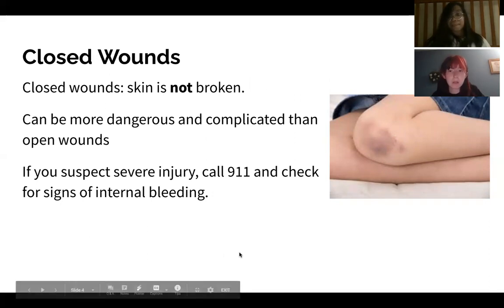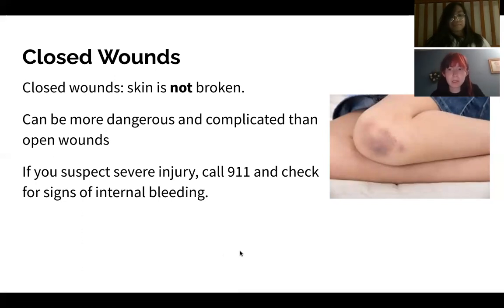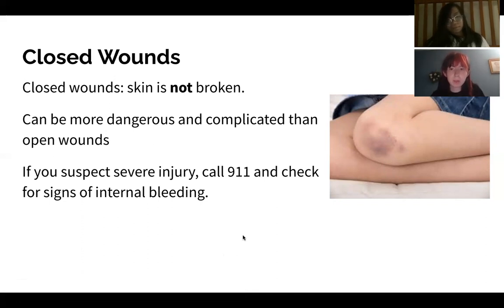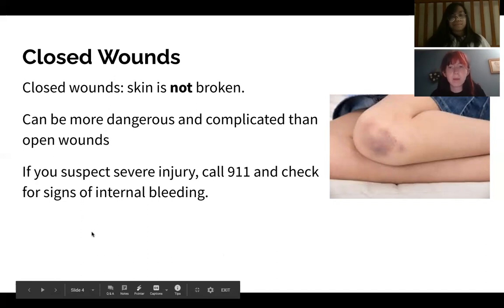So somebody could be in an accident and have really severe trauma to their internal organs, but we wouldn't be able to see that from the outside. That's why it's really important that we keep an eye out for certain symptoms and signs of internal bleeding, which I'm going to talk about right now. But don't underestimate closed wounds, because in a lot of cases they can be really dangerous.